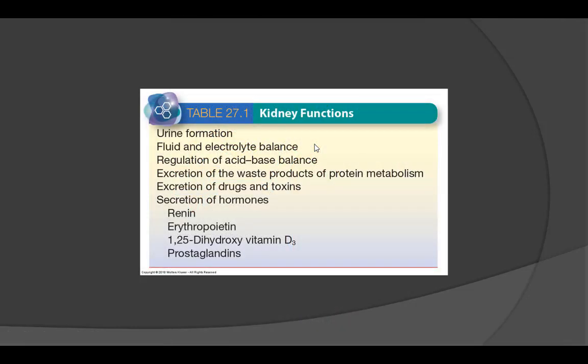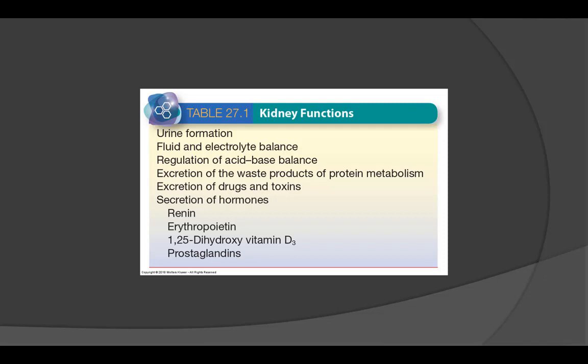Okay, if you want to summarize the functions of kidney, first and foremost, formation of urine, so you can get rid of the waste products. Also helps in fluid and electrolyte balance, and we have done this, I think, in enough detail in the past few weeks. Regulation of acid-base balance as well, right, by secreting H+, by reabsorbing bicarbonate. A lot of buffer systems are present in kidney tubules. We have seen all that. Excretion of waste products of protein metabolism, urea. Okay. Excretion of drugs and toxins. One of the major routes by which our body can get rid of drugs and toxins is kidney.